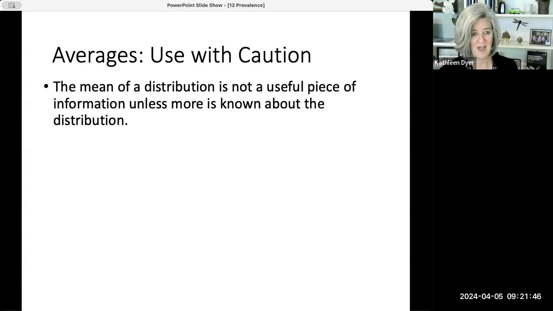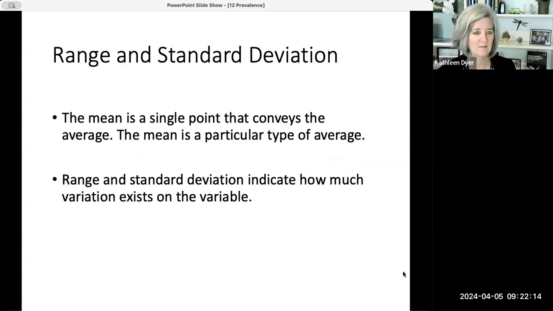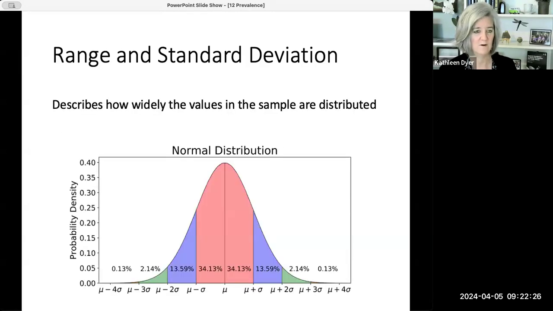The mean, the average of a distribution, is not a useful piece of information unless we know about the distribution, meaning the variability of scores and how they clustered. Statisticians like to use this analogy that a man with his head in the freezer and his feet in the oven is on average a very comfortable temperature, but that doesn't accurately describe what the situation is. We sort of have to know where the extremes are and how much variability there is. So we do that a couple of ways. One way is to present the range. That just tells us how much distance there is between the highest and the lowest score.